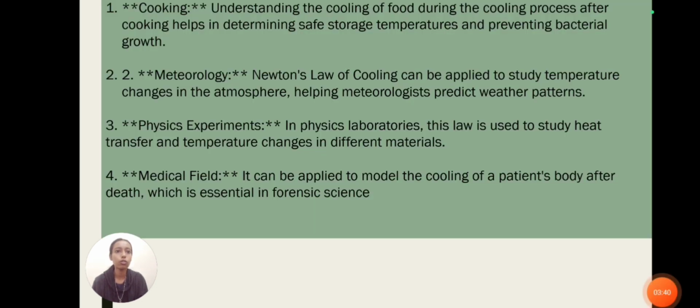Cooking. Understanding the cooling of food after cooking helps in determining storage temperature and preventing bacterial growth. Meteorology. Newton's law of cooling can be applied to study temperature change in the atmosphere, helping meteorologists predict weather patterns. Physical experiments. In physical laboratories, this law is used to study heat transfer and temperature change in different material. Medical field. It can be applied to model the cooling of the patient's body after death, which is essential in forensic science.